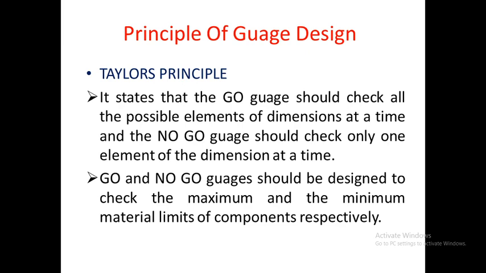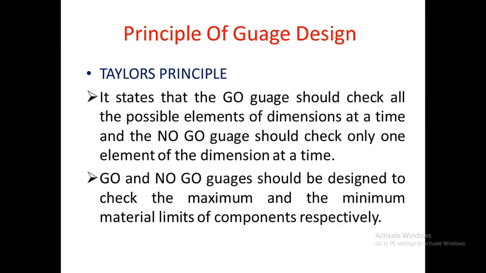Whereas the no go gauge should be designed in such a way that it should check either the length at a time or the height at a time. That is, it should check whether the length is accurate or not, or whether the height is accurate or not. So for checking whether the manufactured rectangular hole or the square hole is proper or not, the go gauge should check both the length as well as height in a single pass, whereas the no go gauge should check the length at a time and then the height at a time.